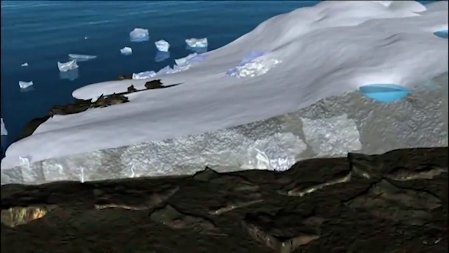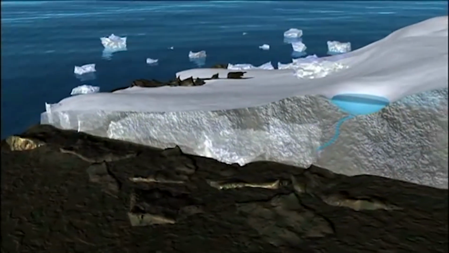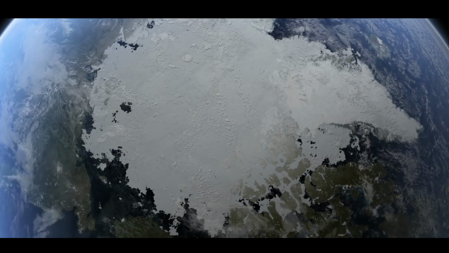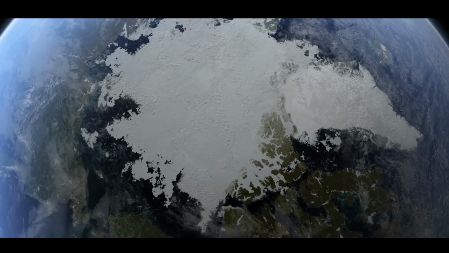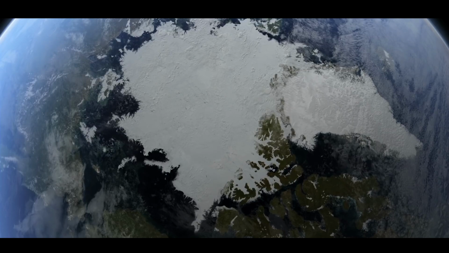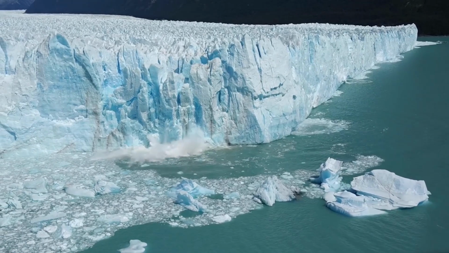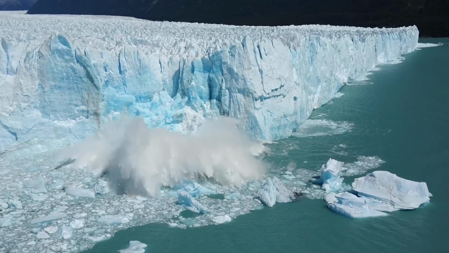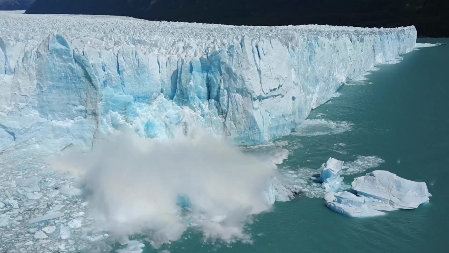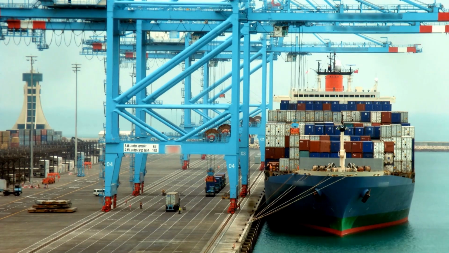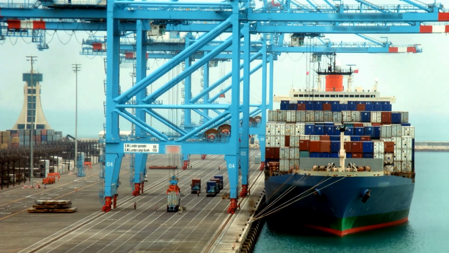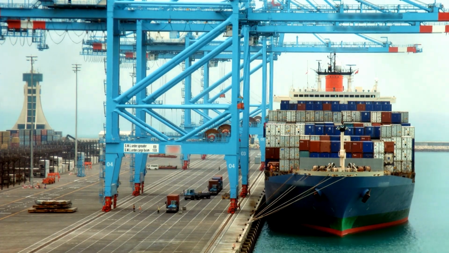Isostatic rebound and geological effects. The melting of Antarctic ice would trigger a process known as isostatic rebound, where the Earth's crust, previously compressed by the weight of the ice, begins to rise. The mechanics of isostatic rebound. Antarctica, currently weighed down by its ice mass, would experience uplift similar to a heavily laden ship rising in the water when cargo is removed.